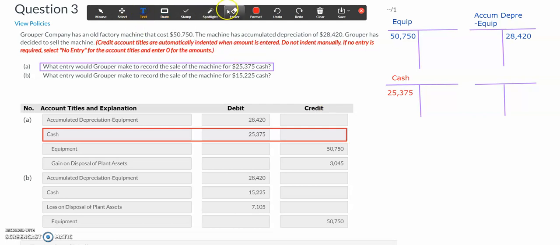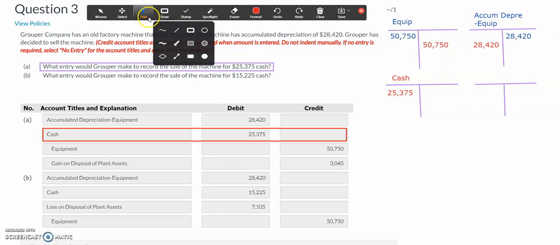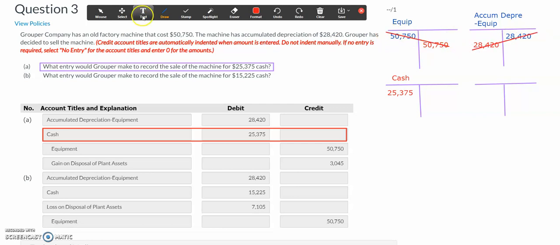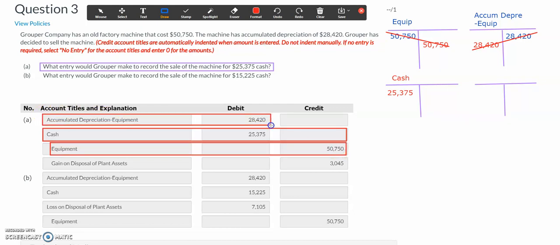When we sell our equipment, we no longer have our equipment, so we need to record a credit to the equipment account of $50,750. And we also need to get rid of this accumulated depreciation for its corresponding amount. So basically what happens here is we need to get rid of the equipment and the accumulated depreciation because we don't have these two anymore. So you'll see in our journal entry, we're recording a credit to equipment and we're recording a debit to the accumulated depreciation on that equipment.